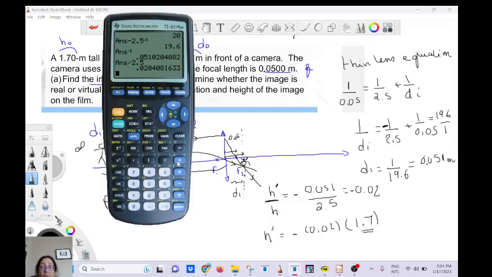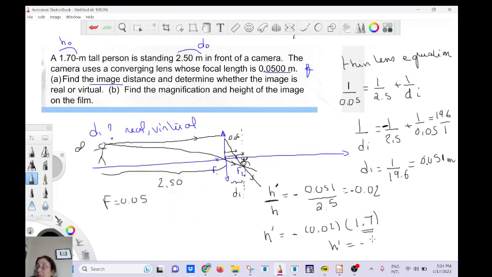So you go back and you multiply by 1.7, and you get something very small, minus 0.035 meters, so 3.5 centimeters. It makes sense because if it's a camera, you expect the image to be very small, right?